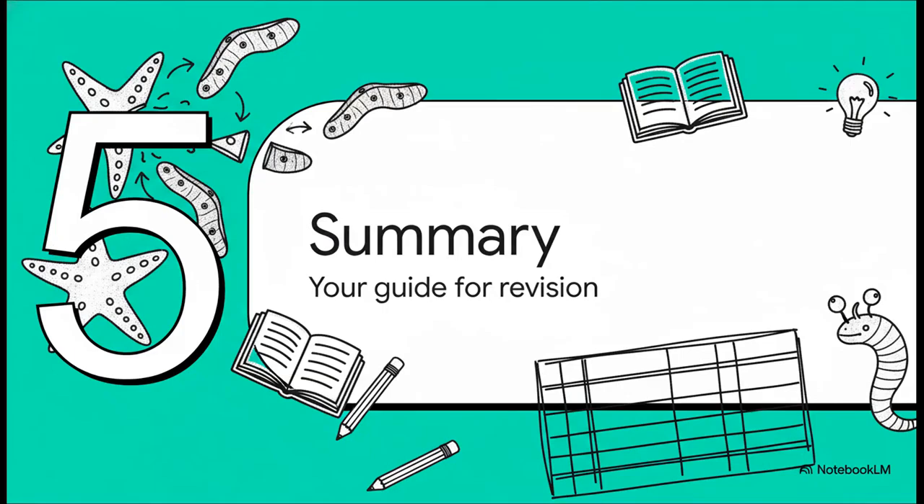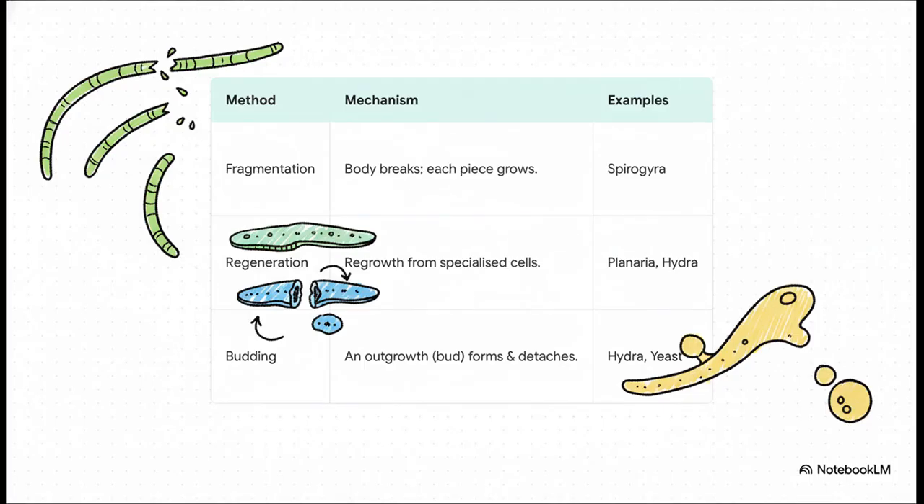Now, let us summarize everything in a single table. This will make it very, very easy for you to remember and revise for your exams. This table clearly lays out the mechanism and the key examples for each method. So for fragmentation, the body breaks into pieces. For regeneration, it is the regrowth of parts from specialized cells. And for budding, an outgrowth or bud forms and detaches. This is a very important slide for your revision.